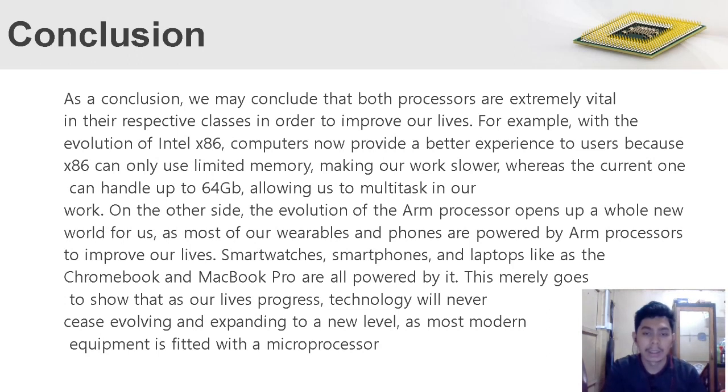On the other side, the evolution of the ARM processor opens up a whole new world for us, as most of our wearables and phones are powered by ARM processors to improve our life. Smartwatch, smartphones, and laptops like the Chromebook and MacBook Pro are all powered by it. This merely goes to show that as our life progresses, technology will never cease evolving and expanding to a new level, as most modern equipment is fitted with microprocessor.